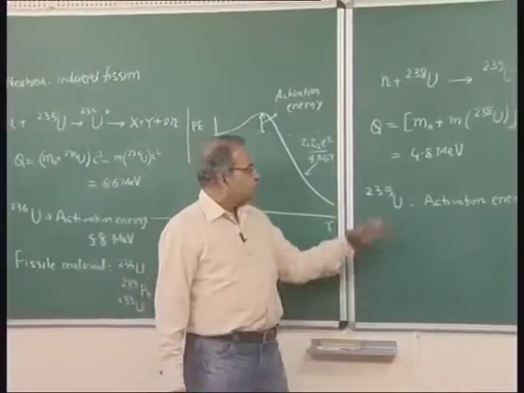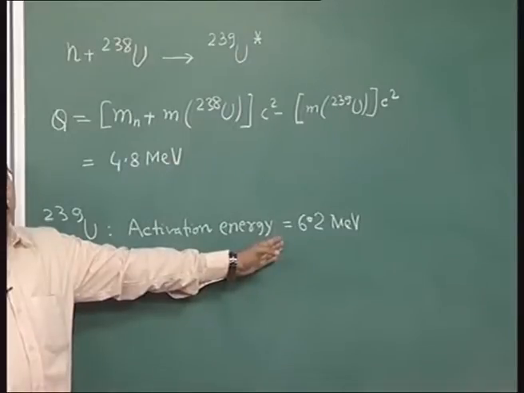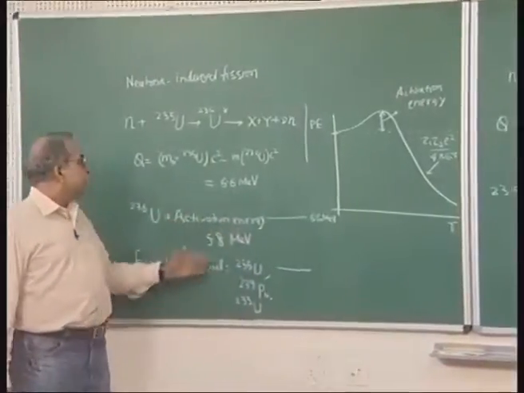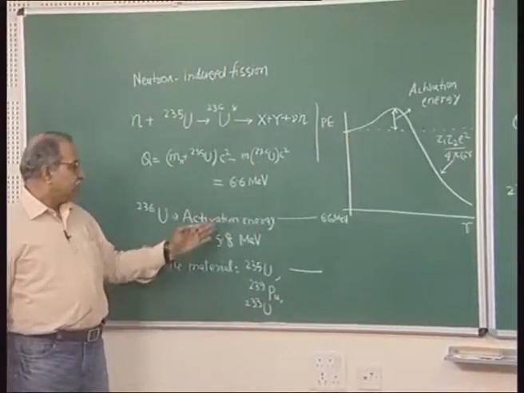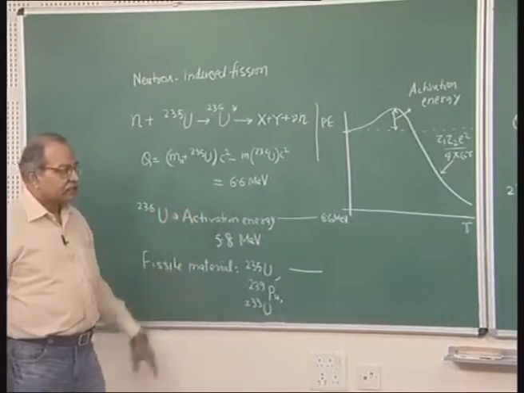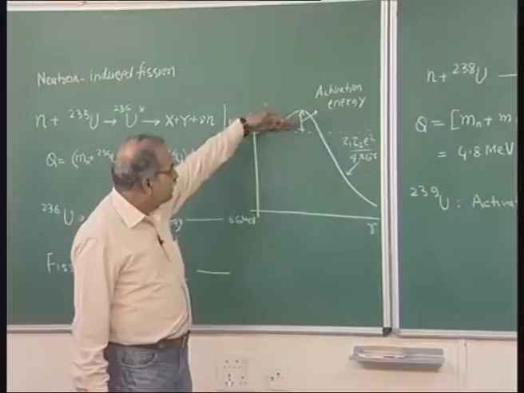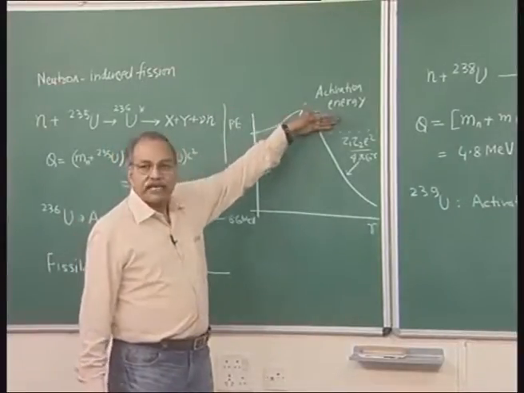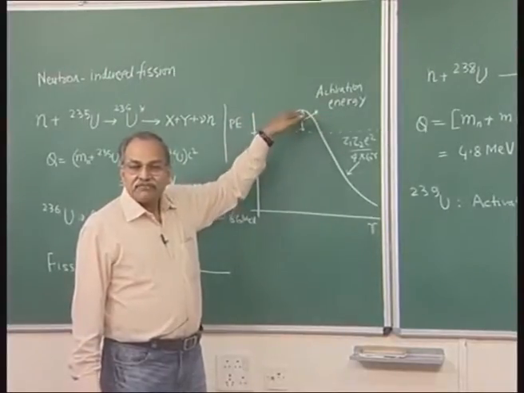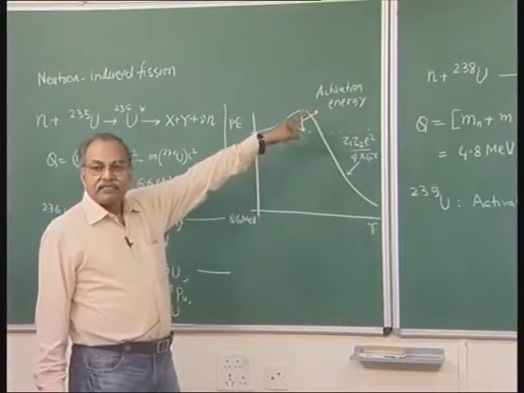But nevertheless the final result is the same, that the excitation energy is much smaller than the activation energy in case of uranium 239, whereas in case of uranium 236 created by this neutron absorption, the excitation energy is higher than the activation energy. And therefore, uranium 239, once it is created much below this activation energy, has to cross this big potential barrier, and therefore, the fission probability will be almost negligible with these low energy neutrons.